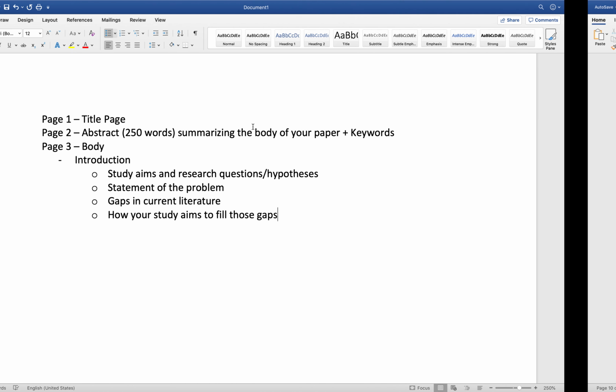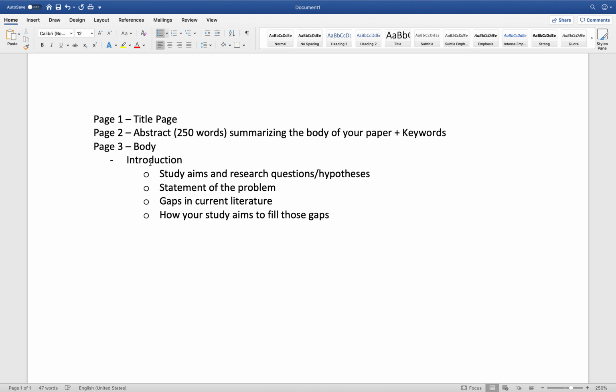So again, your introduction, this is not just one paragraph, of course, it's an introduction section. Within that, you're writing about your study aims and research questions and hypotheses, which again, you can also reference in the separate video. And then you're talking about the specific problem that you're looking at. And this is very subjective, not based on literature. You're not going to have any citations here. The gaps in current literature, what you found as far as what was absent in the literature review that you did for that particular assignment, and then how your study aims to fill the gaps that exist in literature, right?